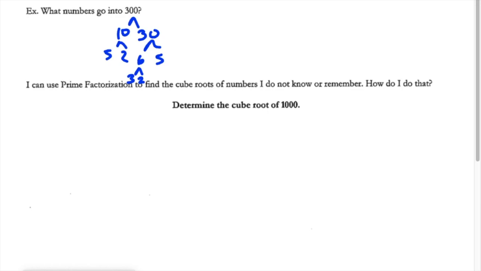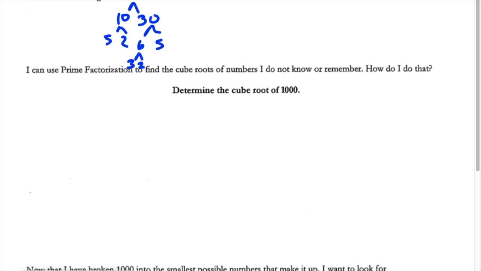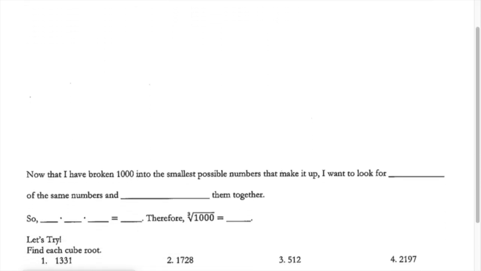So I need to determine the cube root of 1,000, okay? So I can use prime factorization to find the numbers that make this number up. So 1,000, I know that's going to be 10 and 100, okay? So when I break up 10, it's going to be 5 and 2, just like we talked about just now. 100, I know it's going to be made up by 10 and 10, again, 5 and 2, and then 5 and 2. Okay, so there's my factorization tree.